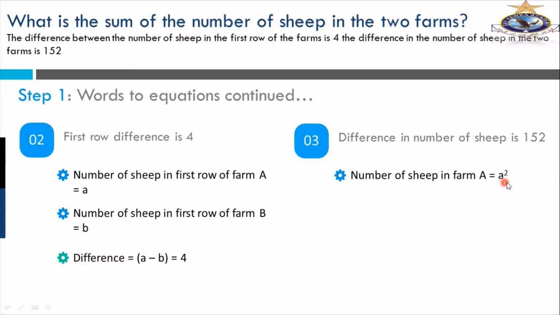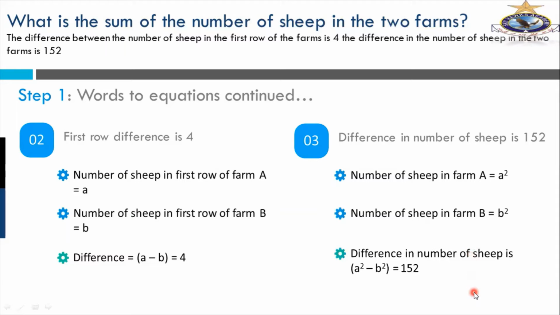Are you getting this? So the total number of sheep in form A is simple. Similarly, the number of sheep in form B is B square. So it's simple mathematics. We are just making things easier in a way that we are getting the algebraic expression.